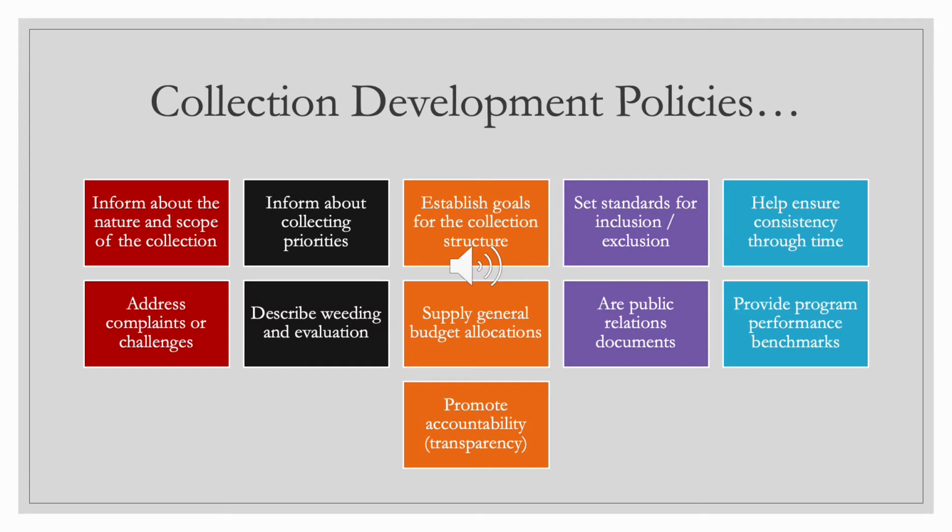Related to weeding and evaluation, collection priorities and the standards for inclusion and exclusion, and really all facets mentioned so far, is that the collection development policy should be providing programmatic benchmarks related to the performance of the collection and the library. Why keep a resource if it's not being used? Why purchase an item that has low interest? Ensuring that benchmarks are also defined assists in understanding decisions around the collection process.